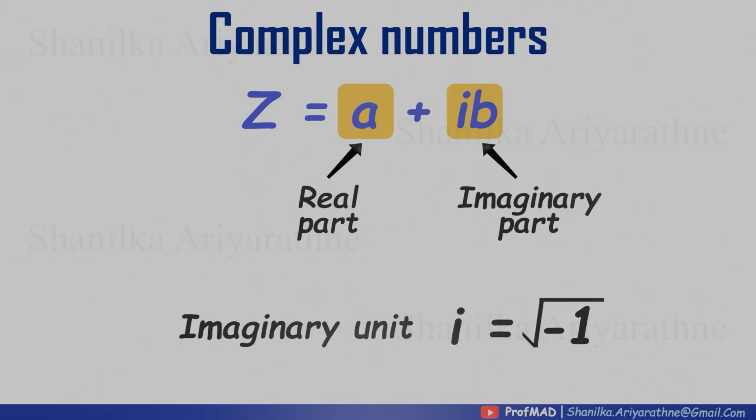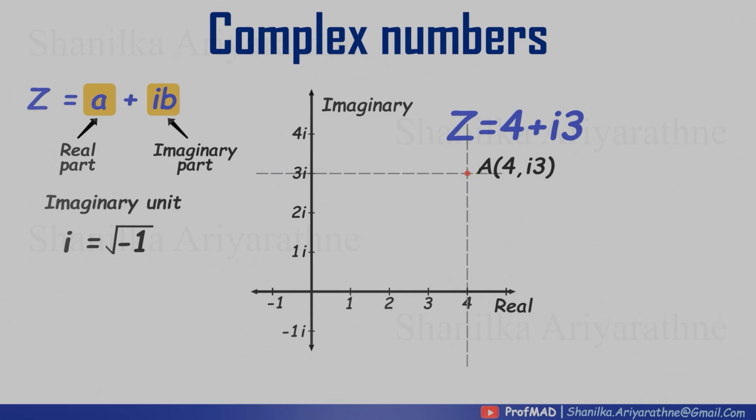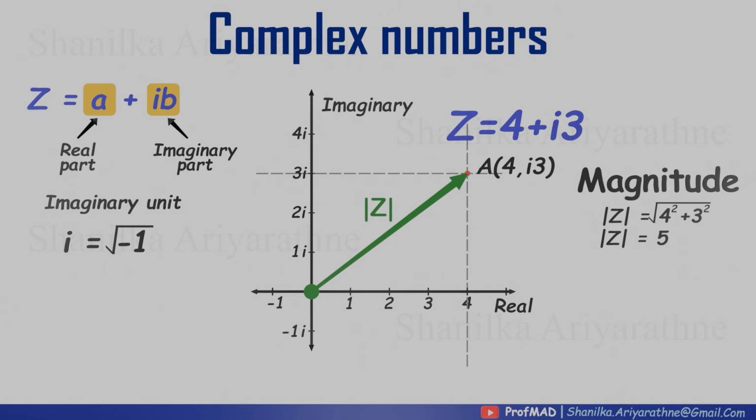We can visualize complex numbers on a simple xy plane. The horizontal axis is the real axis, and the vertical axis is the imaginary axis. Consider the complex number z equals 4 plus 3i. We can plot this point on the Argand plane like this. The distance from the origin to that point is called the modulus, basically the magnitude of the complex number. Using Pythagoras' theorem, that distance comes out to 5. We can also calculate the angle it makes with the positive real axis.